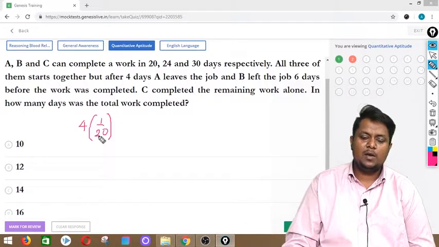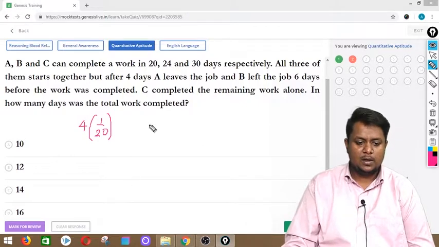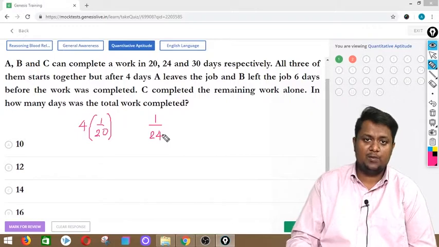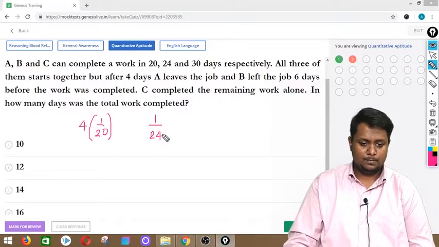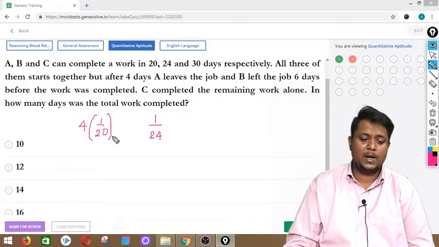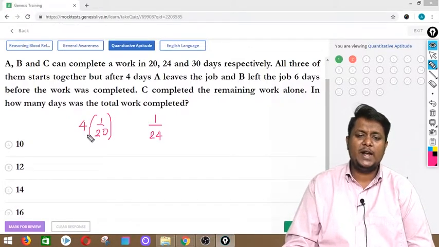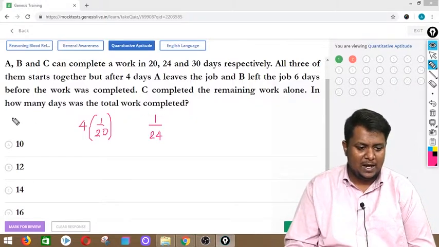Now let us see what is the fraction of work done by B alone. B can complete the work in 24 days. His 1 day work is 1 by 24. The quantity of work that he can do in 1 day is 1 by 24. B left the job 6 days before the work got completed. We don't know for how many days the work was done. That is what we are supposed to find out. Let us say they all worked for n number of days.